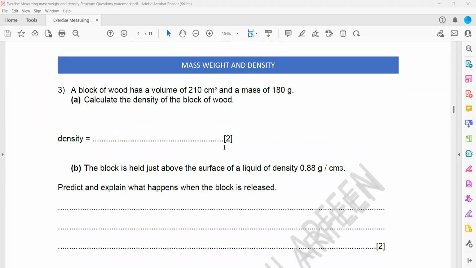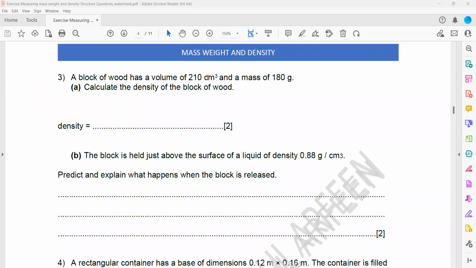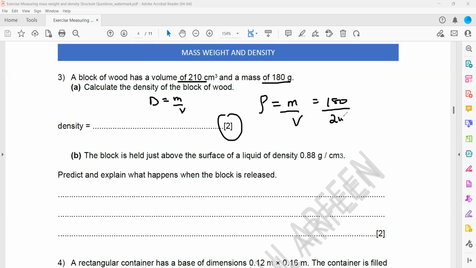Moving on to the next question. A block of wood has a volume of 210 and the mass 180. We need the density. Why is it 2 marks? 1 mark is for just writing a formula. You can write density is mass over volume, or you can also use a Greek letter, rho is equal to m by v. Mass equals 180 and the volume is 210.